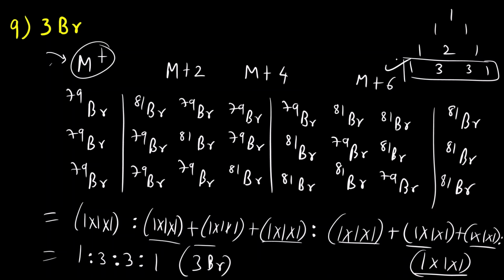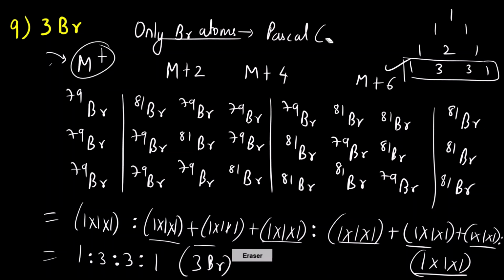Okay, we can see it is the same as that of the Pascal triangle. So remember, only whenever there are only Br atoms present, then only you can use Pascal triangle. If at all even one atom is Cl, then you cannot use this Pascal triangle. We can use Pascal triangle only when there are bromine atoms, no chlorine atoms.